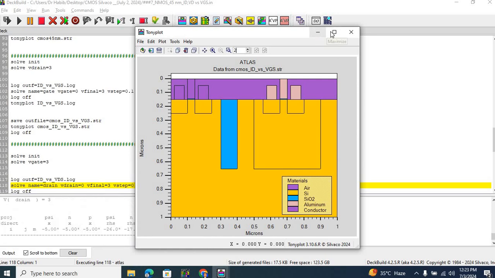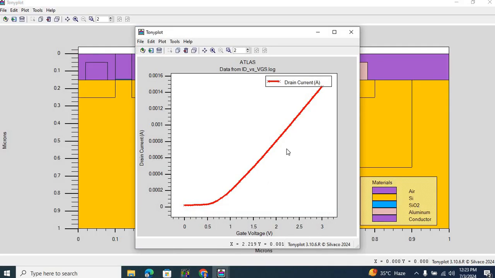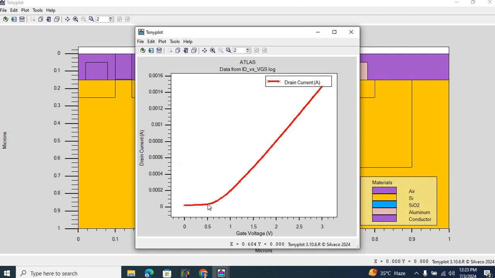Now, what happens under an applied voltage? In this case, we are looking at the ID versus VGS characteristics of this structure. As we can see, the threshold voltage of this structure is approximately 0.5 volts. We can further reduce this threshold voltage by increasing the doping concentrations and by reducing the gate oxide thickness. We have control over that.